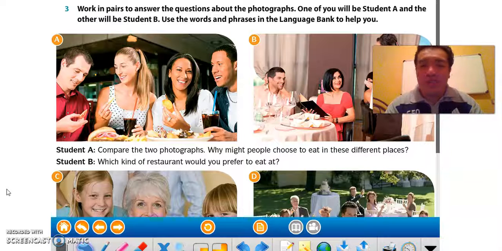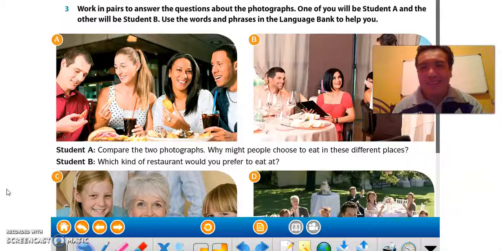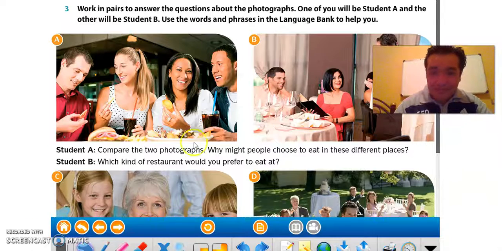In my case, well, I prefer to eat at cheap restaurants, and apart from the money, it is because they give you more food. So you enjoy the food and you pay less money. Whereas in an expensive restaurant, you eat little food and you have to pay more. But what about you? What do you prefer? Which kind of restaurant would you prefer to eat at? Okay.